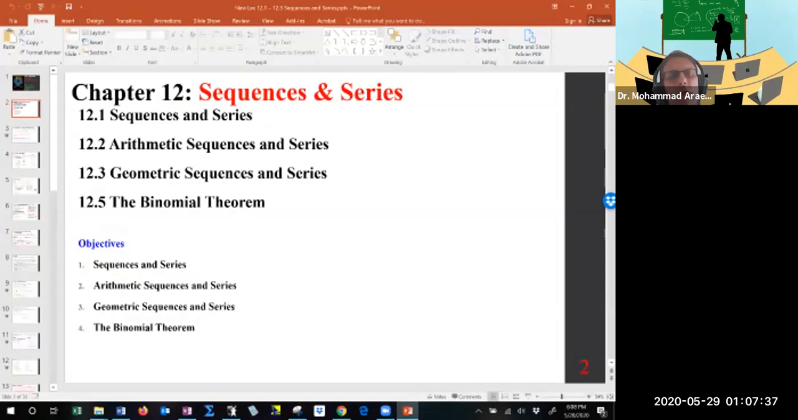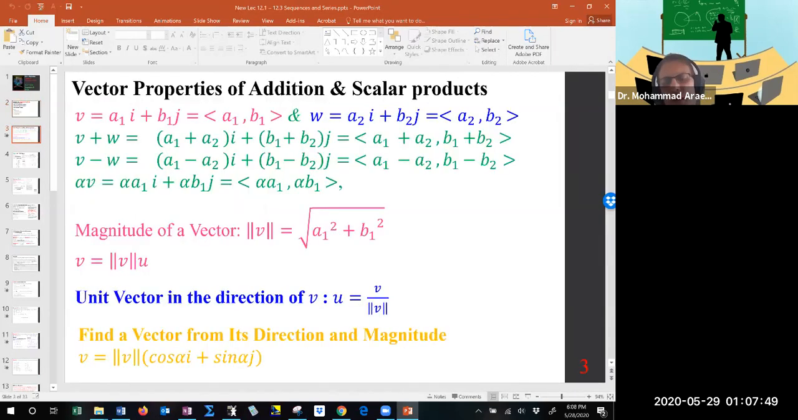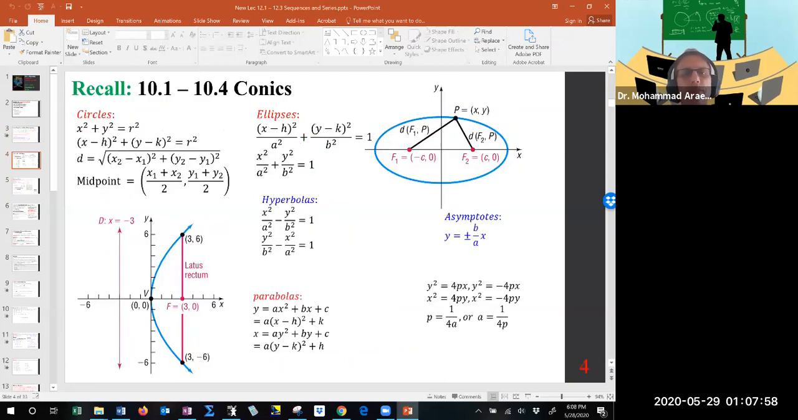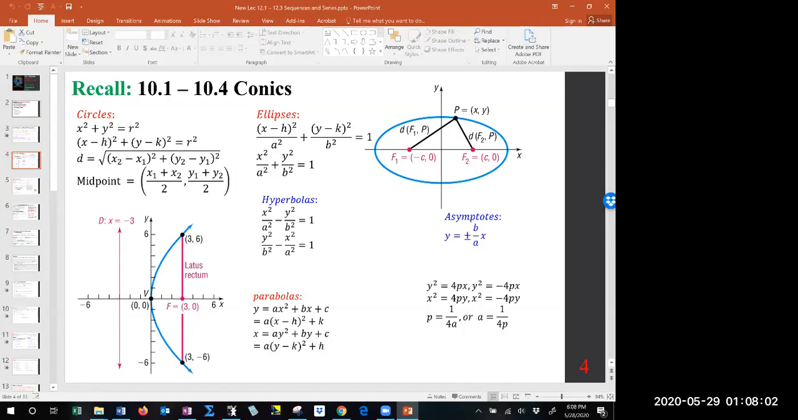We covered the main part of this chapter. It's about sequences and series, arithmetic sequences, geometric sequences, and binomial theorem. To refresh your memory about the vector properties, we're going to revisit that on the final. Conics, we're going to have them on the finals.